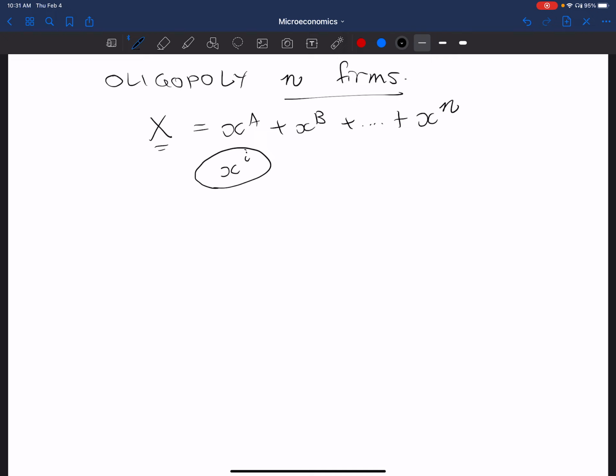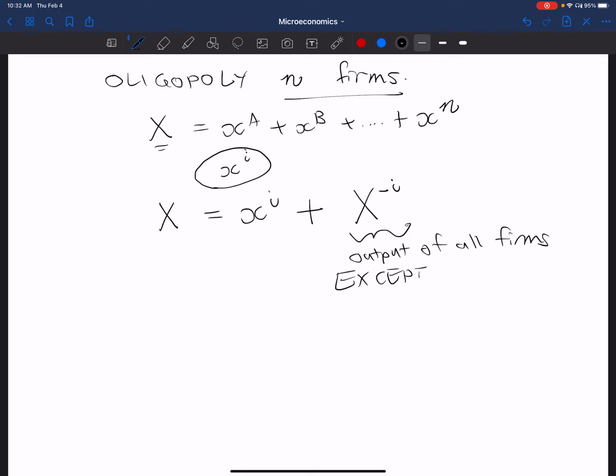Now, when we think about the one firm having an output X superscript I, that means that the total industry output, capital X, is going to be equal to Xi plus some amount, which is all the rest of the industry output, but not the output of firm I. The way that we abbreviate that is capital X minus I. So capital X minus I is the output of all firms except firm I.